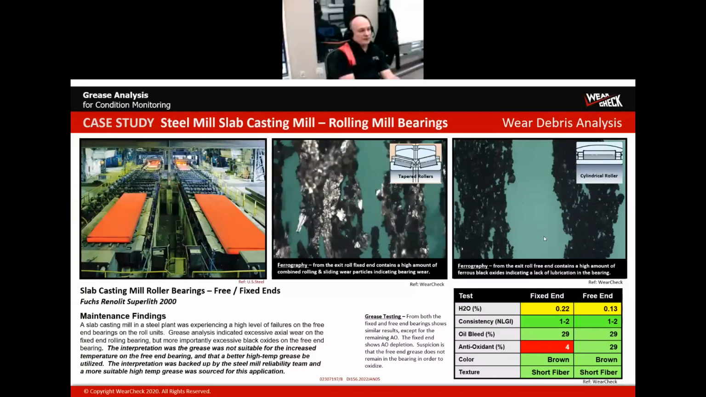So for this customer, we were saying, yeah, we see a concern with this free end bearing because we have a feeling that the lubricant itself is not standing up to the temperature in that application. So they need to look at a more high temp grease. And it was good because after speaking to the engineers, they had said that they had already talked about this problem, had determined that what they needed to do was use a better high temp grease on that free end bearing, but they just wanted to confirm it with some grease analysis. And this was exactly the findings.